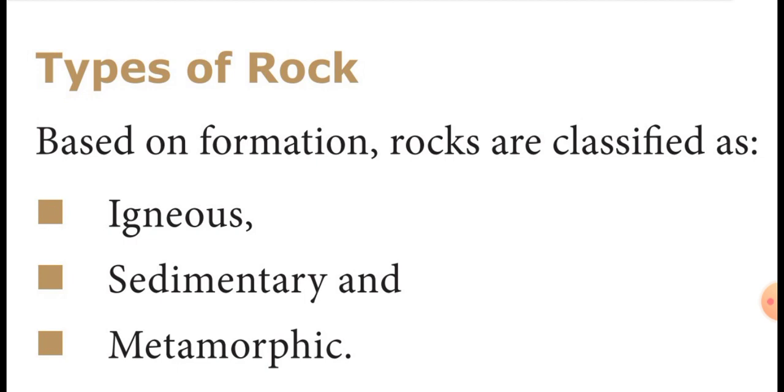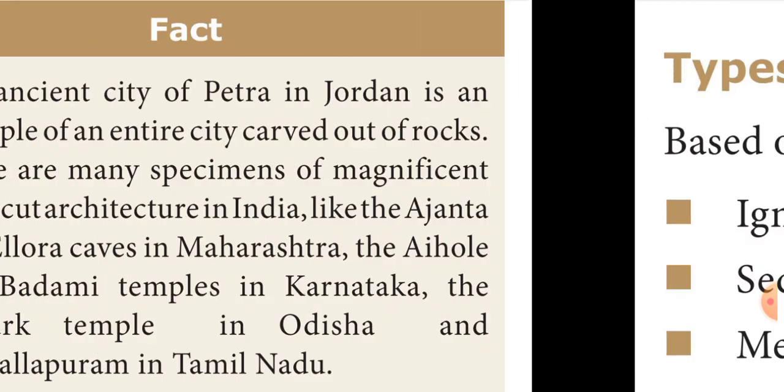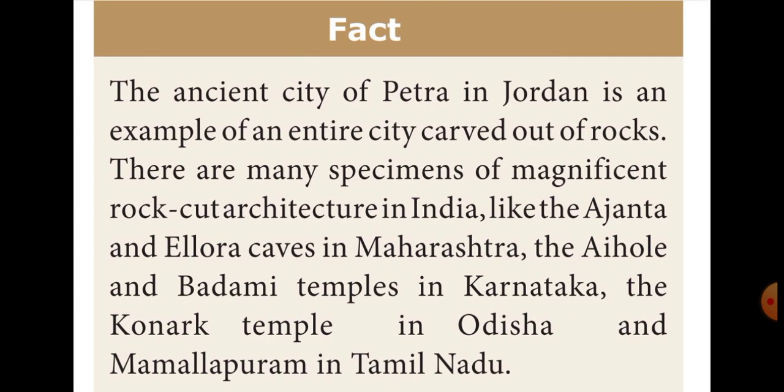There are three types of rocks. The rocks are classified into three: igneous rocks, sedimentary rocks, and metamorphic rocks. The ancient city of Petra in Jordan is an example of a city carved out of rock. That is one of the ancient cities, Petra.